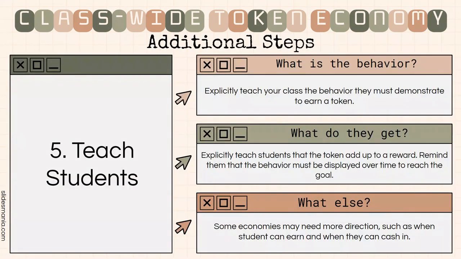Step 5, teach the students. Explicitly teach your class the behavior that they must demonstrate to earn a token, and then teach them that the tokens add up to a reward. Remind them that the behavior must be displayed over time to reach the goal. Some economies may need more direction, such as when the student can earn or cash in their reward.